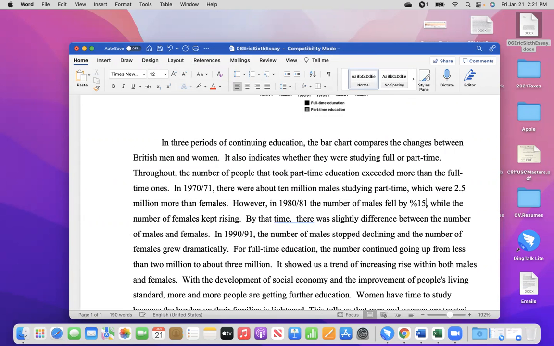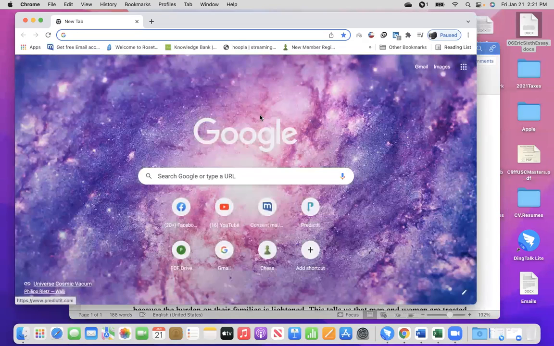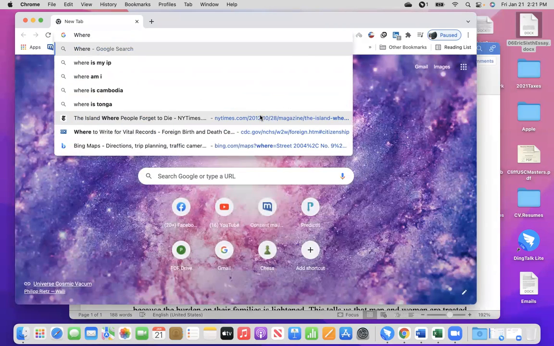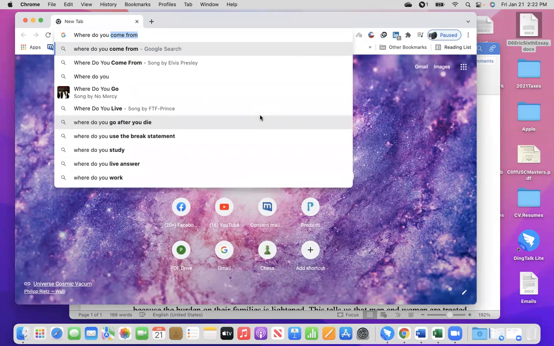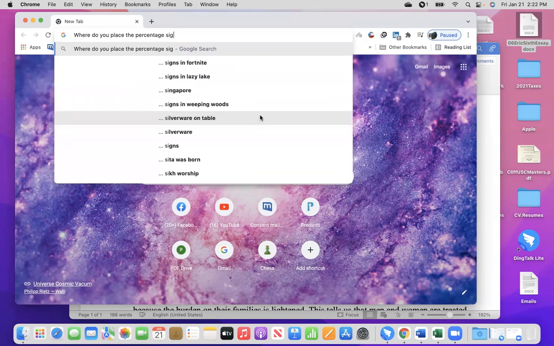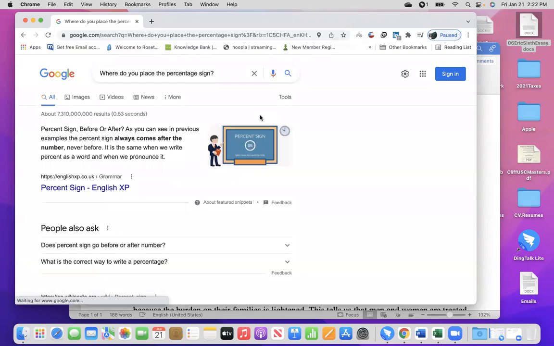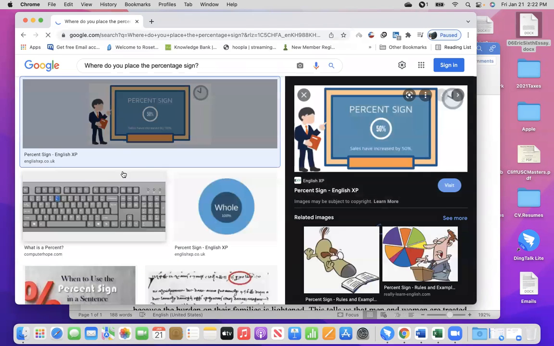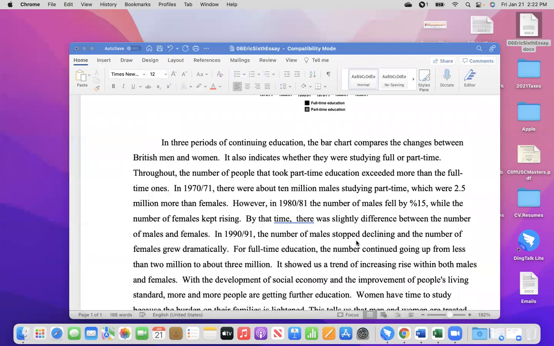"Fell by 15%." Let me ask Google though, because sometimes I don't know if it's at the beginning or at the front. Where do you place the percentage sign? Percent sign before or after? As you can see in previous examples, the percentage sign always comes after the number. Yeah, right. Okay. You see, I'm dyslexic. That's why I'm not good at math, Eric. I always do it backwards. All right, hold on.